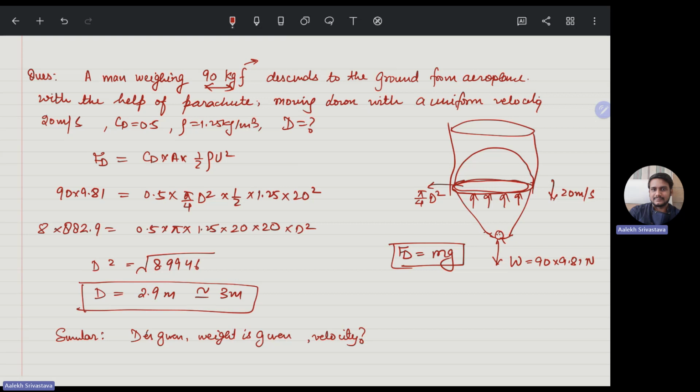And in the third problem, it can be asked that your velocity is given and your diameter is given, then what is the weight of the person for which this velocity can be achieved. So in similar fashion it can be done.